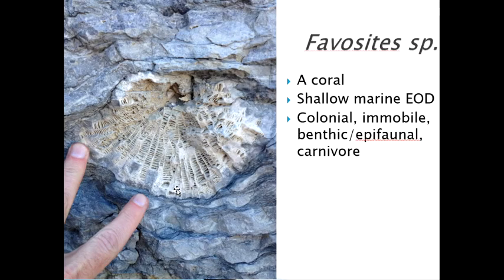I've shown these pictures before, but now you understand terms like shallow marine, EOD, environment of deposition, paleoecology terms like colonial, benthic, carnivore, immobile. Here's a coral. So now we know the age of this rock, we know what it eats, we know the environment, and paleontologically, know the name of this thing.